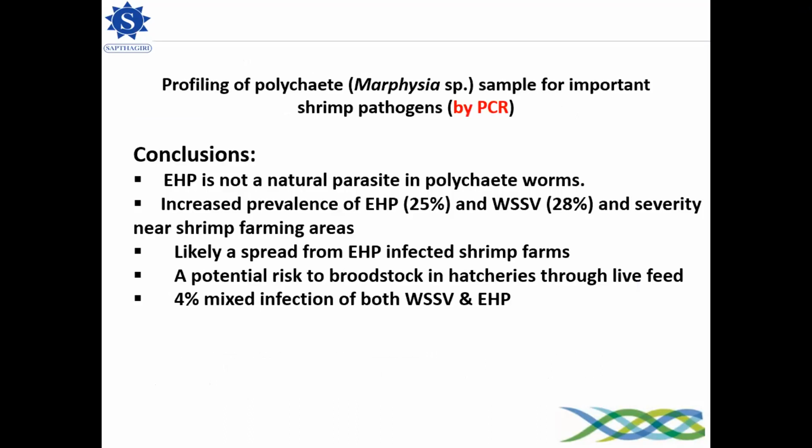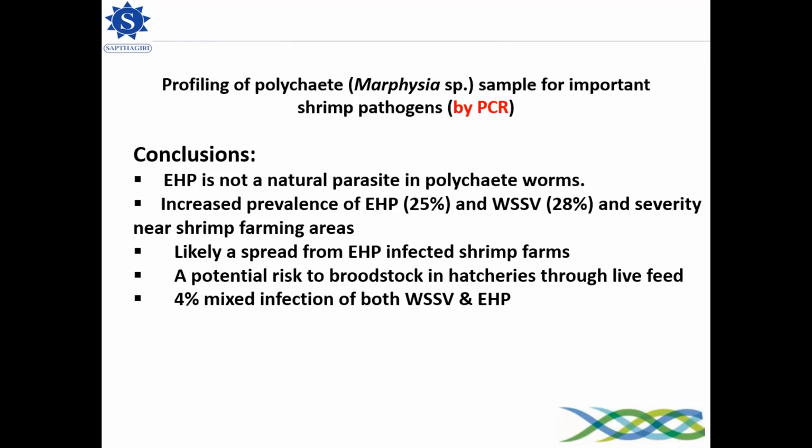So in our study, the conclusion is that EHP is not a natural parasite of polychaete worms. The increased prevalence of EHP at 25% and WSSV at 28% was seen only in the shrimp farming area. EHP is likely to spread from the shrimp farming sector, a potential risk to broodstock in hatcheries through live feeds. 4% had mixed infection of both WSSV and EHP.